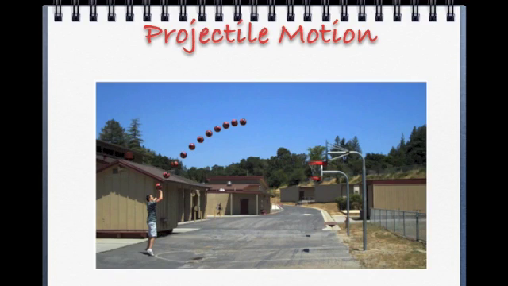It is one of the most common motions that we have always seen in our real lives, for example, like shooting a basketball. So the definition of projectile motion is a form of motion where an object moves along a curved path under the influence of gravity.